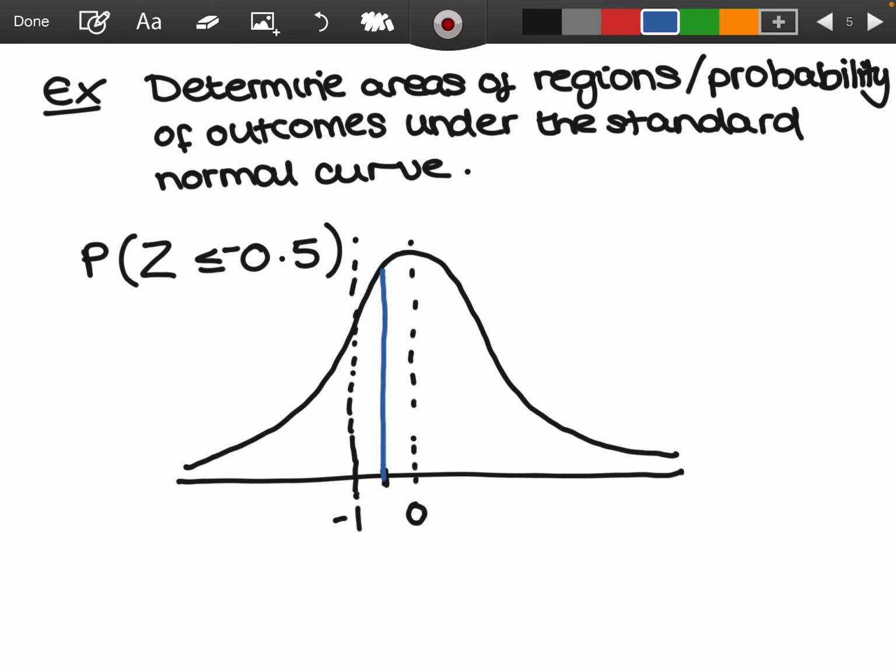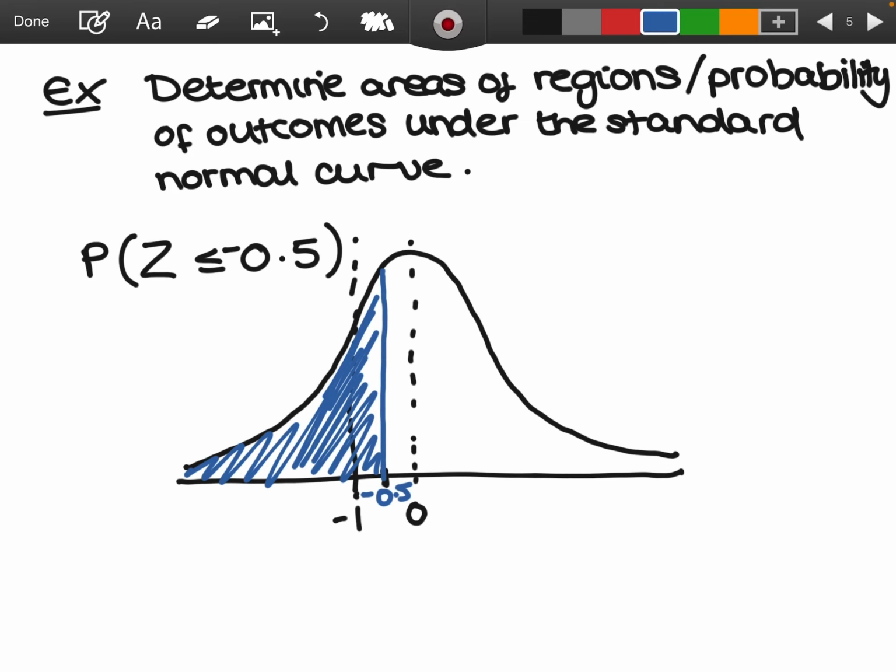So I'm looking at what's the probability that I have an outcome that is less than or equal to -0.5. So I'm looking at the area under the curve to the left of -0.5. Okay, because I'm looking at what's the probability that I'm less than or equal to that value. So it's the area under the curve to the left of -0.5.